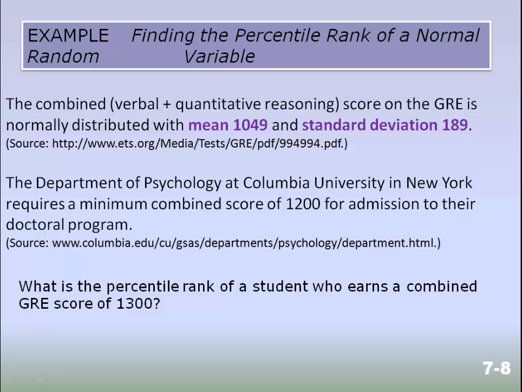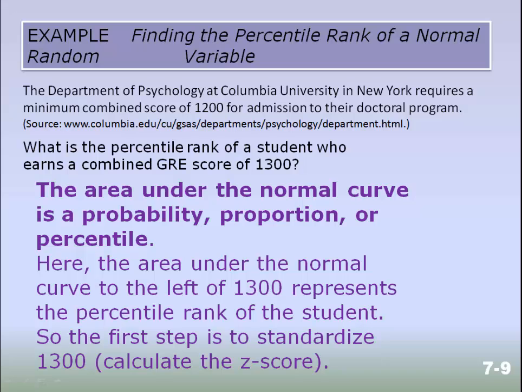So we talked about percentiles once before. What does that have to do with area under the curve? The area under the normal curve can be interpreted as a probability, as a proportion or percent, or a percentile. So here the area under the normal curve to the left of 1300 represents the percentile rank of the student. So the first step is to standardize 1300 or calculate the z-score.